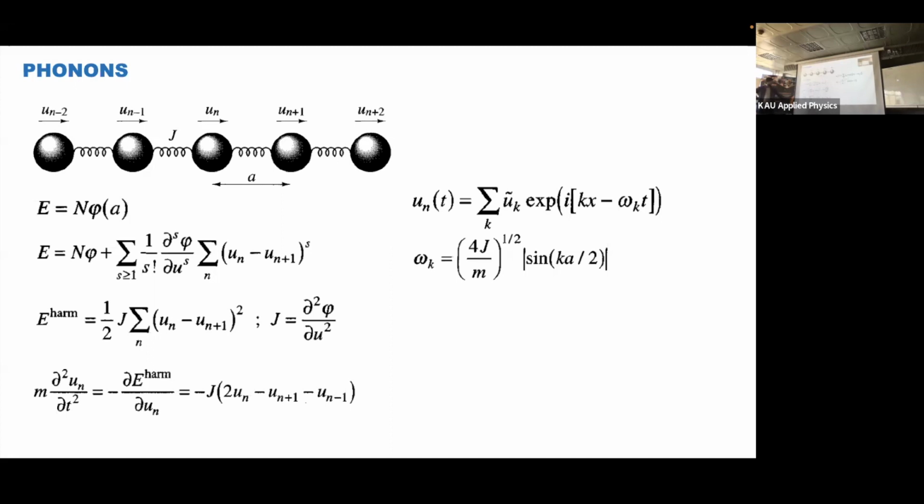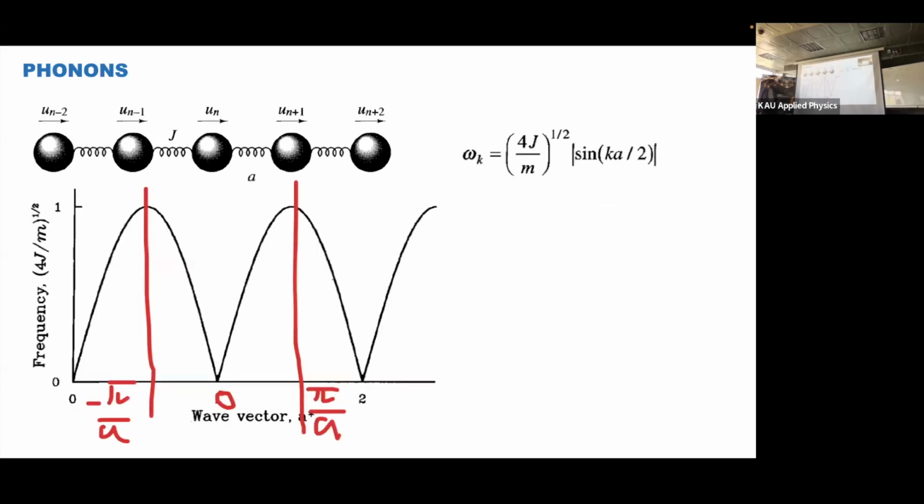This is a second order differential equation. We can substitute this u, which is the common way of solving this kind of differential equation. We substitute this u here, take all needed derivatives, and you get the dispersion, omega dispersion. So this is what we built last time: omega dependent on k, frequency and wave vector. This is the phonon dispersion, the frequency dispersion for this super simple chain.